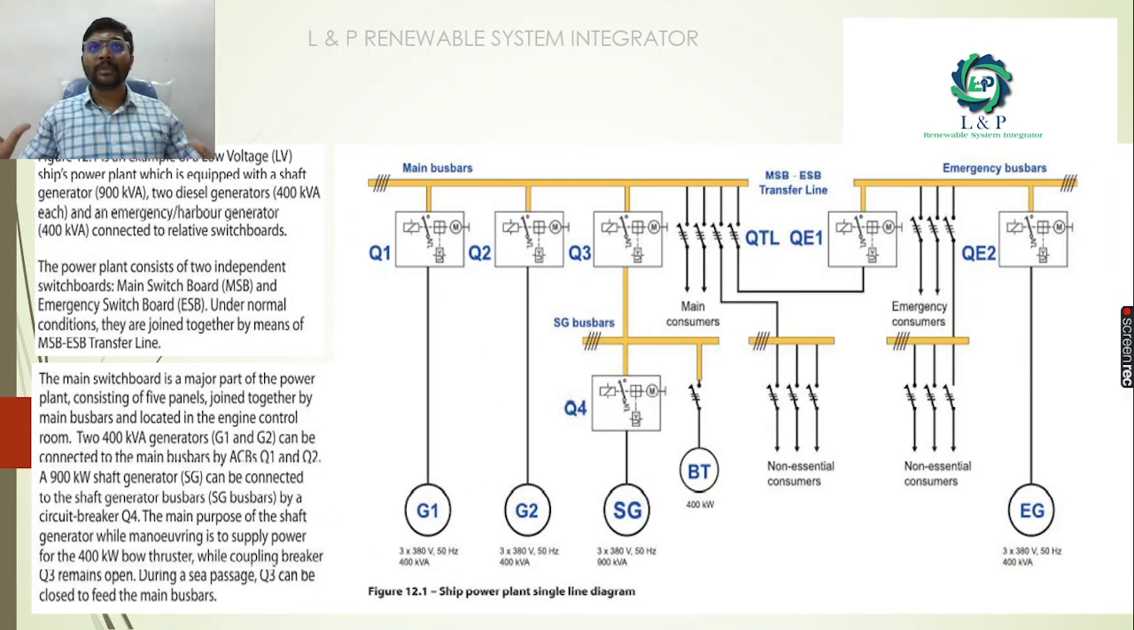This is an example of a ship power plant single line diagram. This is an example of a low voltage ship which is equipped with a 900 kVA shaft generator, two diesel generators of 400 kVA capacity, and also an emergency or harbor generator of 400 kVA. Here we have a main switchboard as well as the emergency switchboard. So this is how the diagram looks like. This is a simple diagram of a ship power plant, that is a single line diagram.